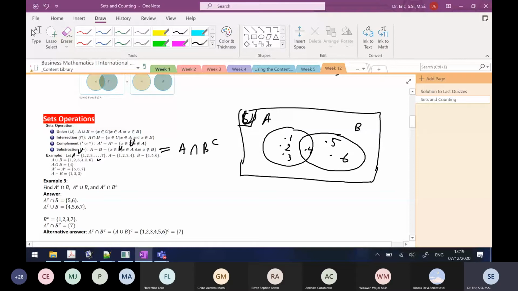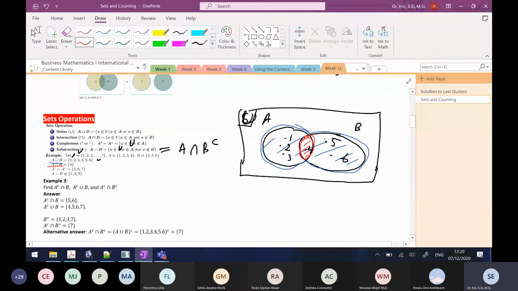And A intersection B is what is in A and also in B. So this is this one, just the overlap. And A union B is this crescent area, this whole region. This is A union B, but this is just A intersection B.